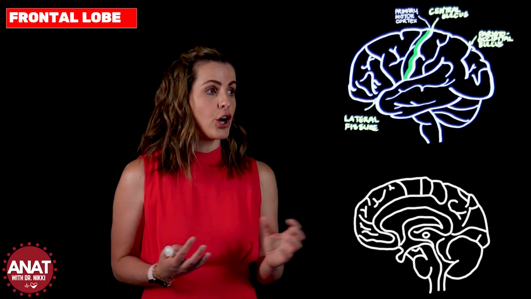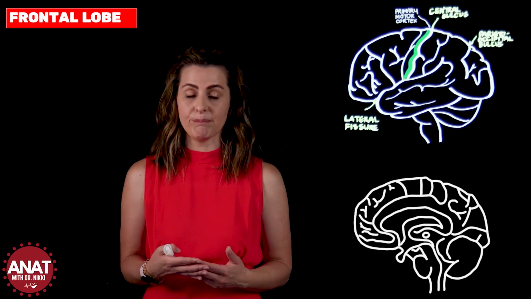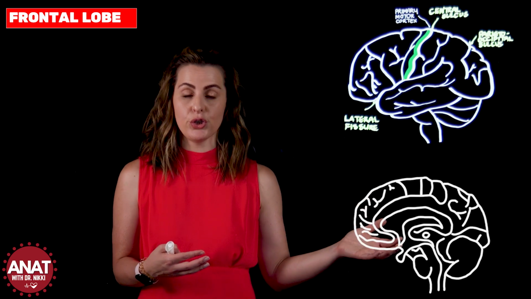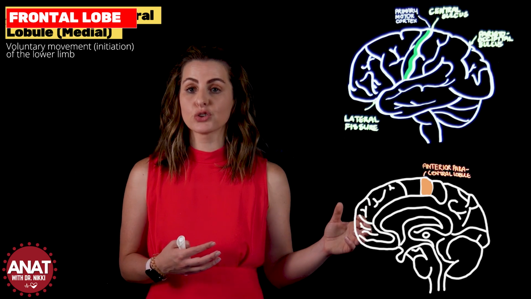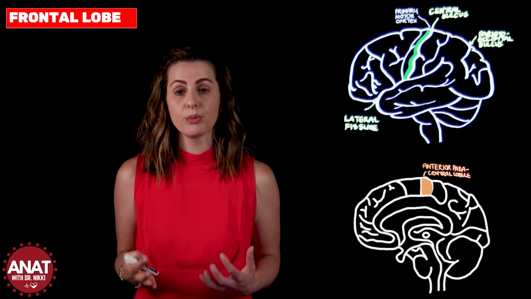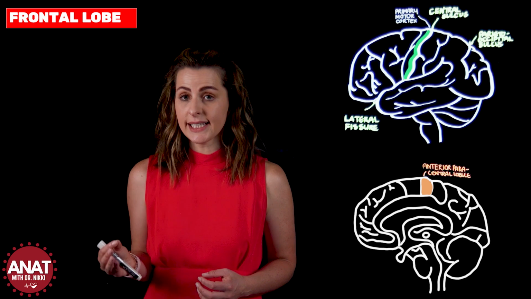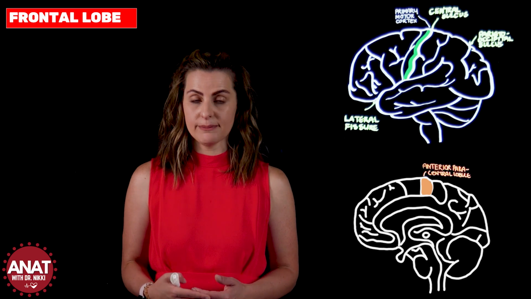So you will note that on the lateral view, we don't actually see the cortex that corresponds to the lower limb. However, if we had to look at a medial view, we can see the area corresponding to our thigh, our lower leg, as well as the toes and the foot, for instance, are mapped at an area that's called the anterior paracentral lobule. Injury to the primary motor cortex will result in weakness or paralysis of the contralateral movements of the body.